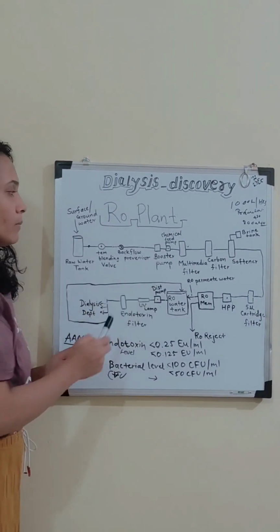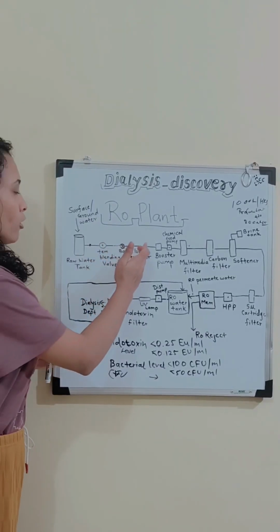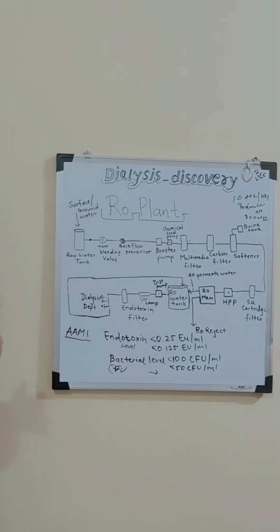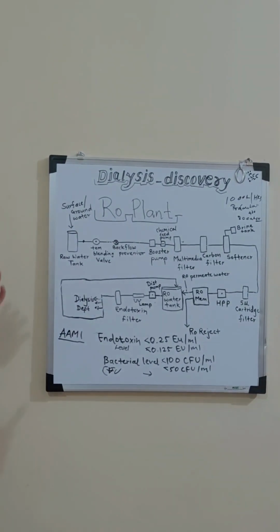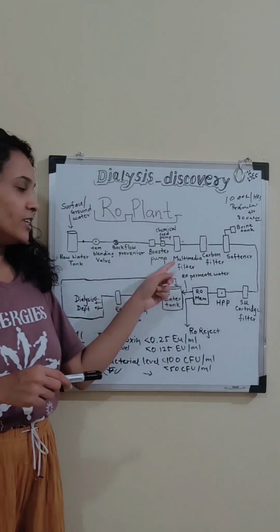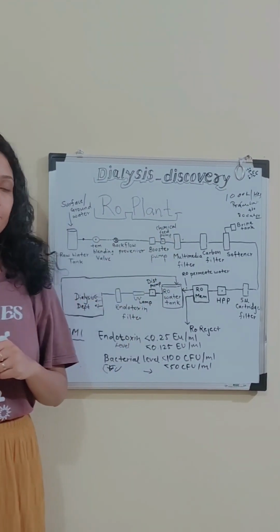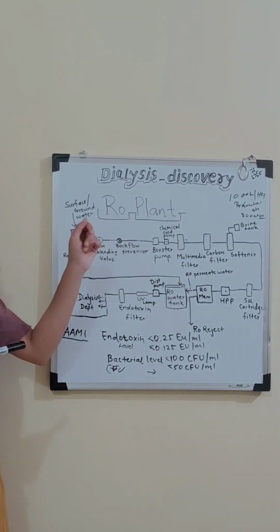Then there is a booster pump, which boosts up or speeds up the flow of the water. Then there is a chemical feed pump, which maintains the pH of the RO water, that is 6.8 to 7.8. Then there is a multimedia filter, which consists of different layers of sand, and it removes sand particles and muddy particles from the raw water.